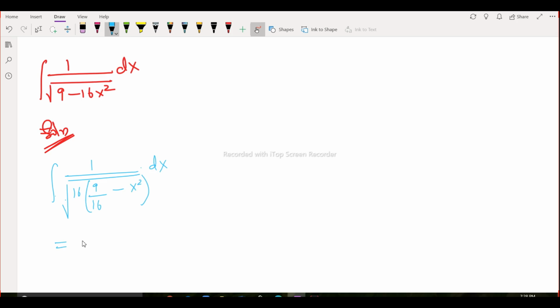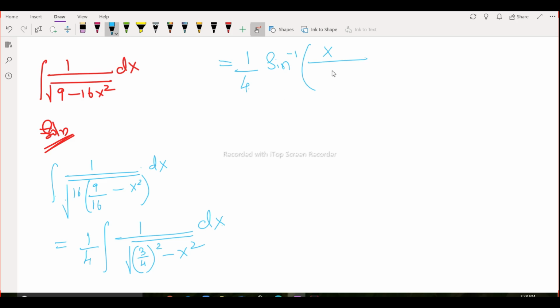And 16 I can take out because the square root of 16 is 4, so that's 1 by 4. So now this will be 1 upon root of 3 by 4 the whole square minus x square dx. Now this is 1 upon root of a square minus x square. This is the easiest formula, the simplest formula. So this is 1 by 4. The formula is sine inverse x by a. So x is x in this case, and a is 3 by 4, plus c. So what you get is 1 by 4 sine inverse 4x upon 3 plus c.